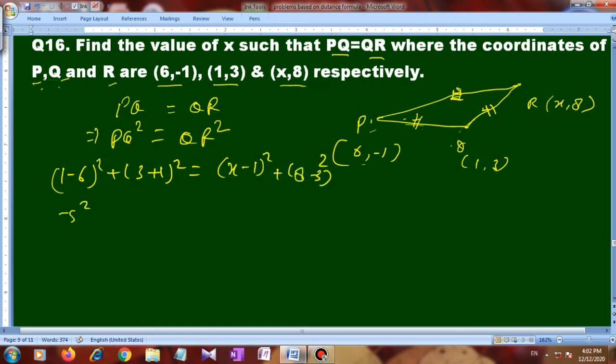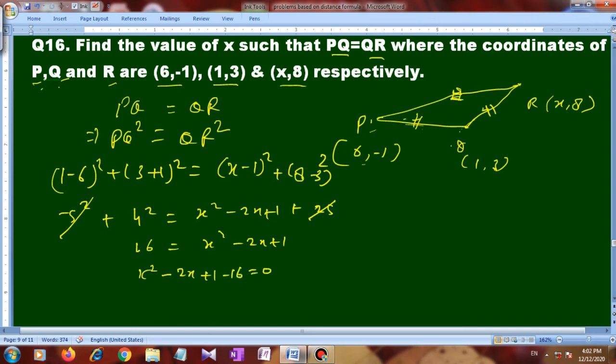So this is minus 5 square plus 4 square, and this will become x square minus 2x plus 1 plus 5 square, which is 25. So this cancels, and 4 square means 16 equals x square minus 2x plus 1. Transferring this 16 to the other side, we get x square minus 2x plus 1 minus 16 equal to 0. So this is x square minus 2x minus 15 equal to 0.